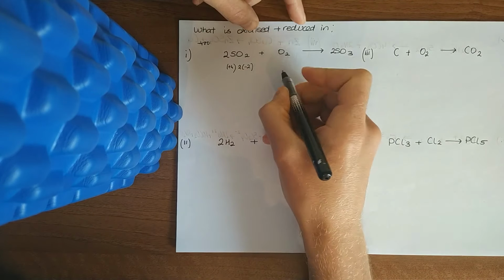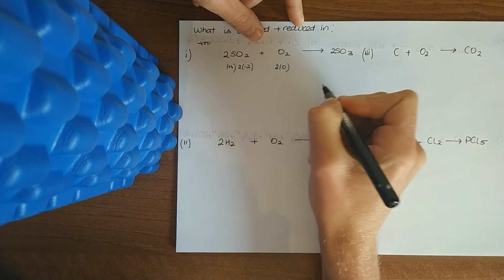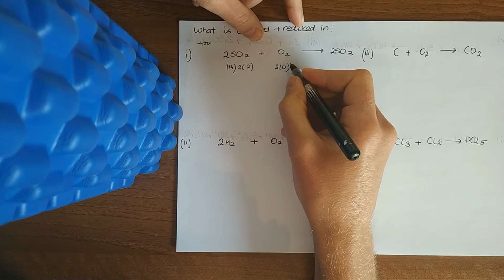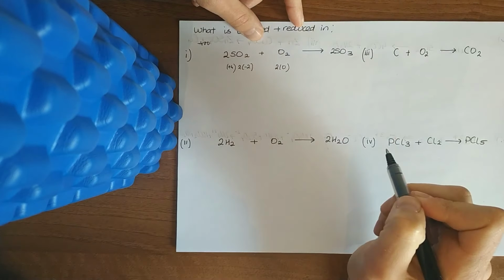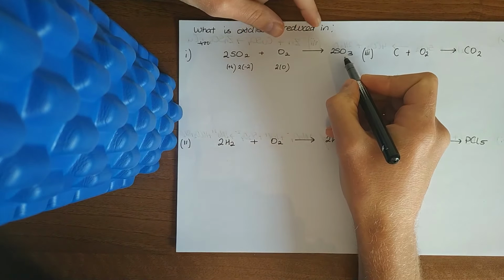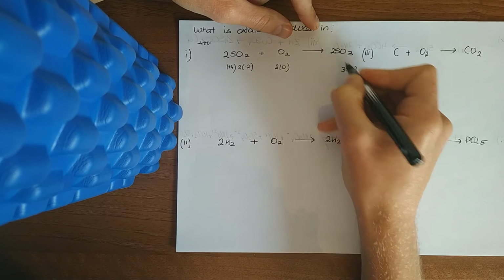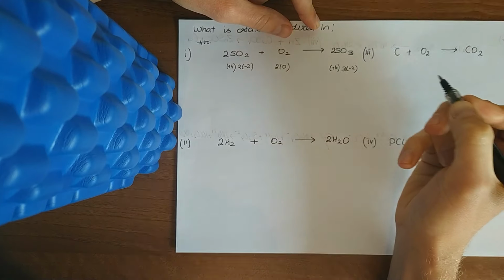Oxygen, when it's on its own, 2 times 0. Remember, like I2, Br2. Don't write 2 times minus 2, otherwise you'll need a charge of minus 4 up there. And over on this right hand side, 3 times minus 2. We're at minus 6, so sulfur must be plus 6.